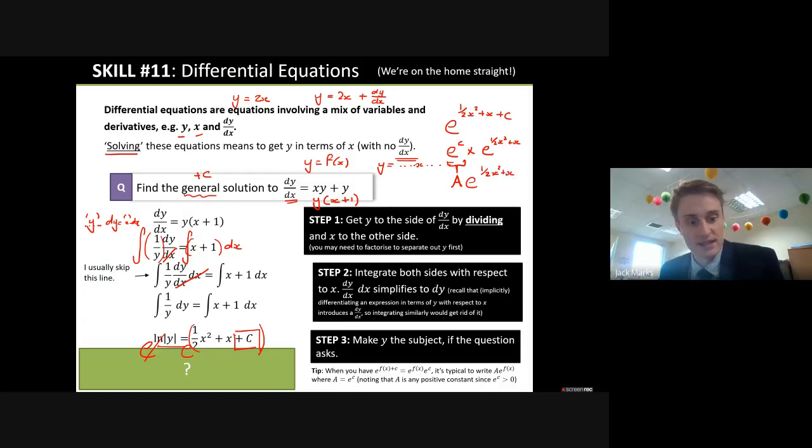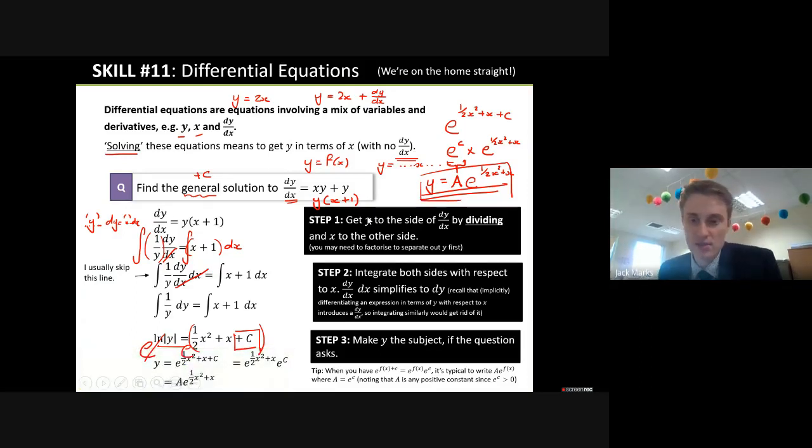The left-hand side, e and the natural log are inverses, so they cancel each other out. You get y equals, and you get this one here. Okay, so the general solution, in other words, the way to remove the dy dx to make it so it's no longer a differential equation is like this. So this is solving a differential equation.